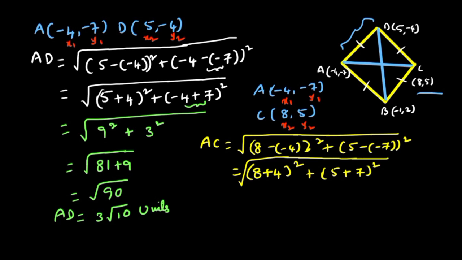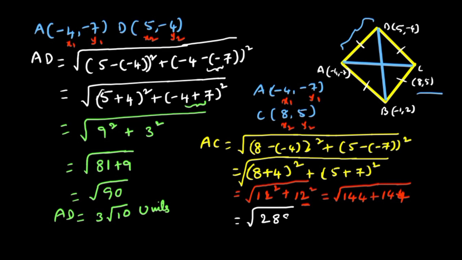Then 8 plus 4 is 12, this is 12 square, and 5 plus 7 again 12, so 12 square. Root of 144 plus 144 equals root of 288. So root 288 we write as 144 times 2, 144 twos are 288. So root of 144 is 12, and we have root 2. So AC is equal to 12 root 2.